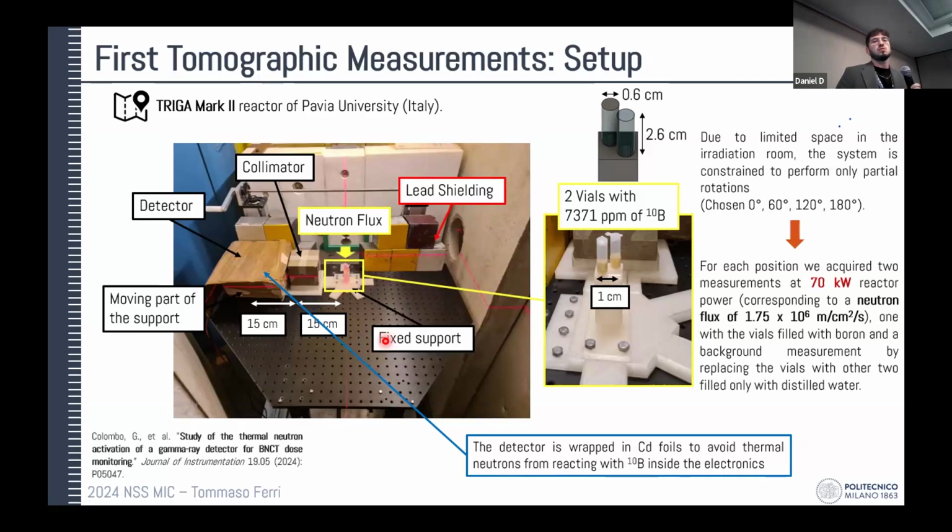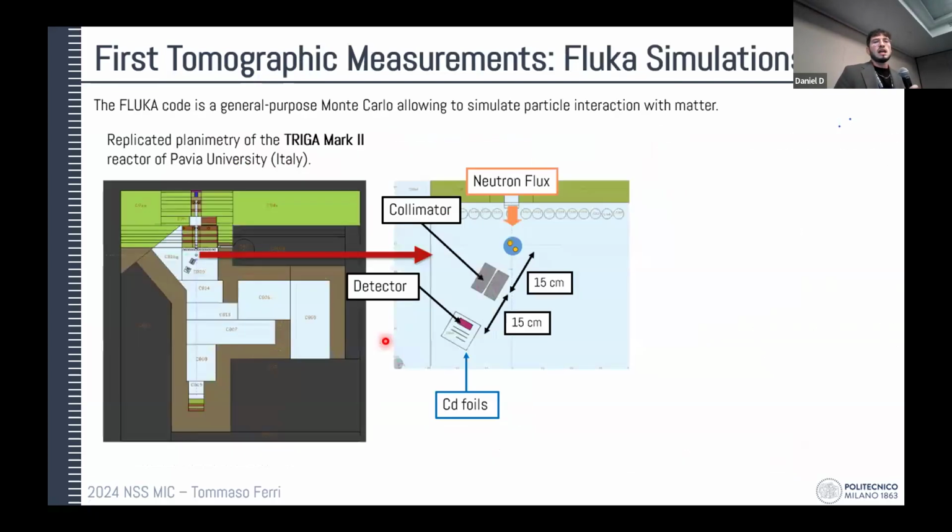And for each position, we acquired 2 measurements at 70 kilowatt of reactor power, one with the 2 vials filled with boron, and 1 background measurement by replacing the 2 vials with other 2 filled with only distilled water. And at the same time, in parallel to this, to validate the measurements, we ran some FLUKA simulations, which is a Monte Carlo code to simulate the particle interaction with matter.